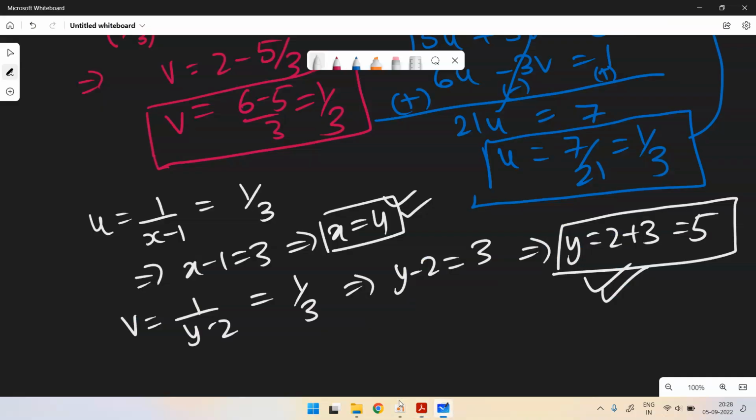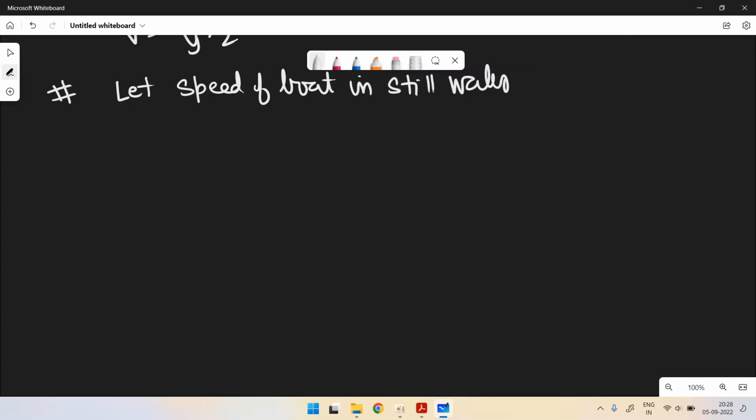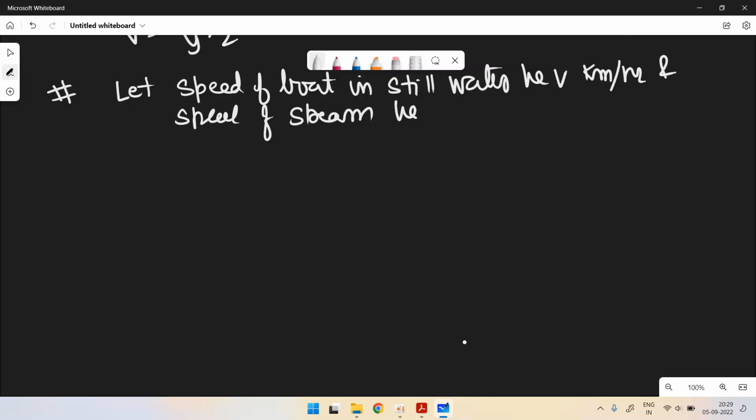So what this says is that you need to find... let the speed of the boat in still water be v kilometers per hour and the speed of the stream be u kilometers per hour. I've taken u and v. You can even take x and y, but this makes my problem easy.